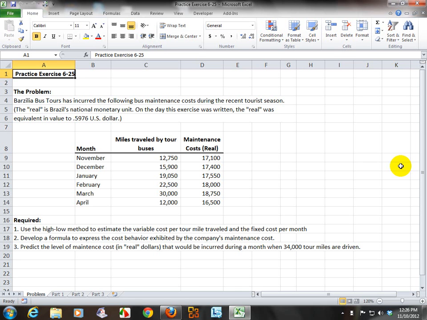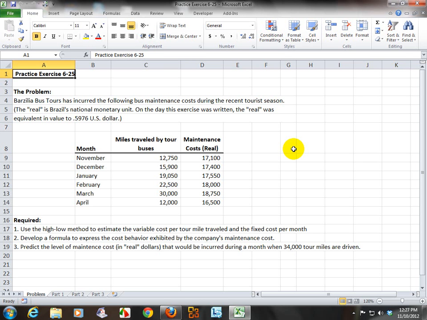We'll now walk through a practice exercise to demonstrate how the high-low method can be used to calculate both fixed and variable costs that are contained in monthly expenses. Here we have an example of a company located in Brazil, Brasilia Bus Tours, where it incurs maintenance costs on its buses each month. The amount of the currency that we use here is calculated using real, which is the currency in Brazil.